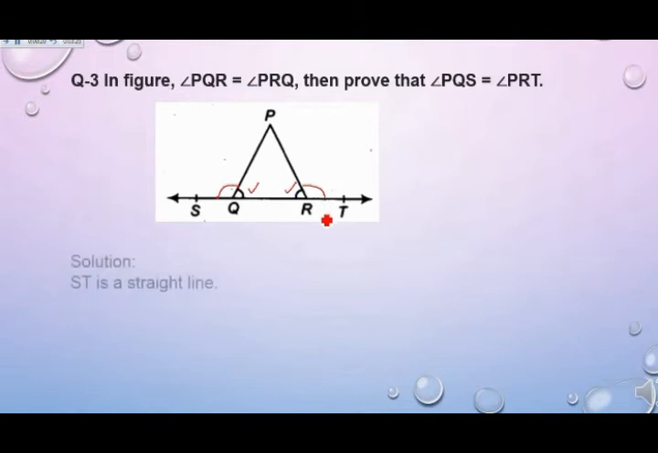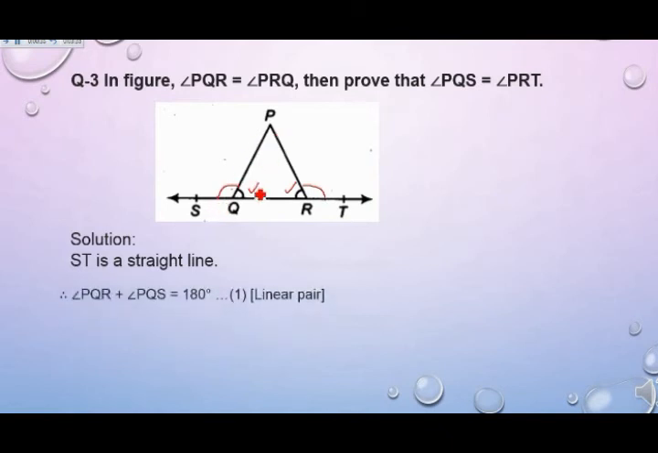Now for that, ST is a straight line. So what we get is angle PQR, this, plus angle PQS, this, is equal to 180 degrees. They are forming a linear pair. And similarly, angle PRT and angle PRQ sum up to 180 degrees, forming a linear pair.